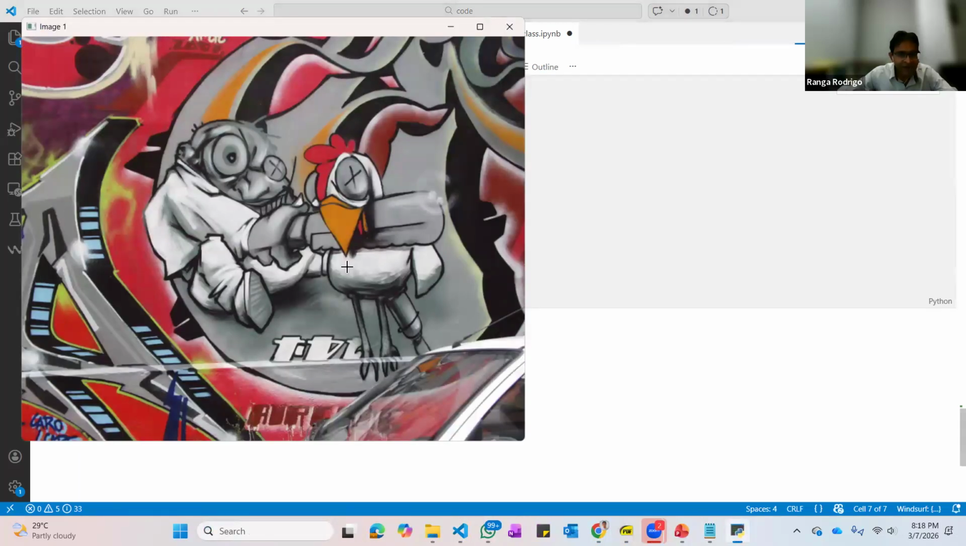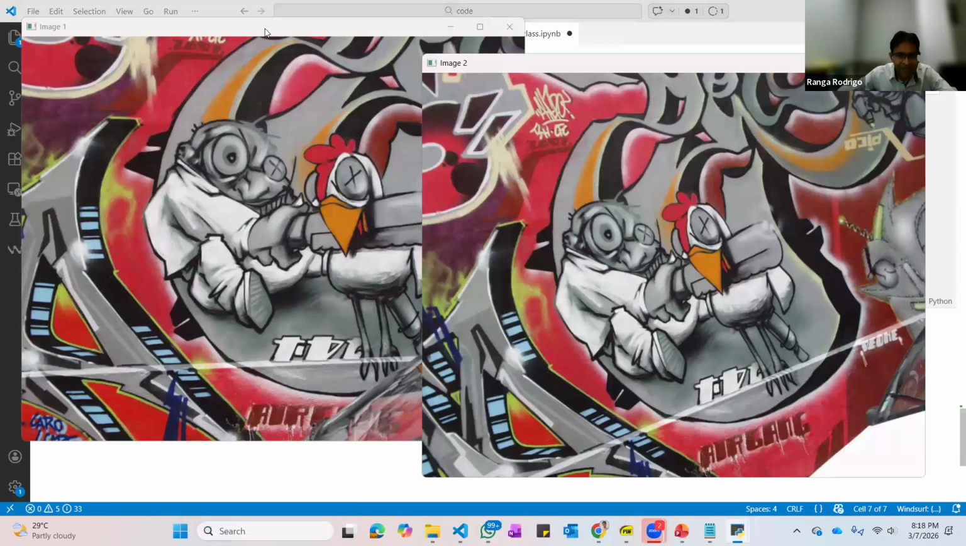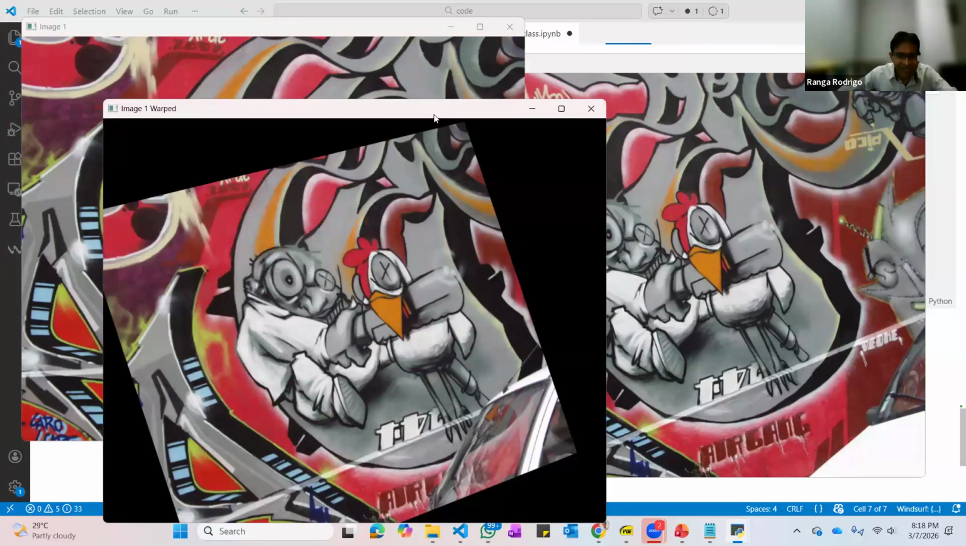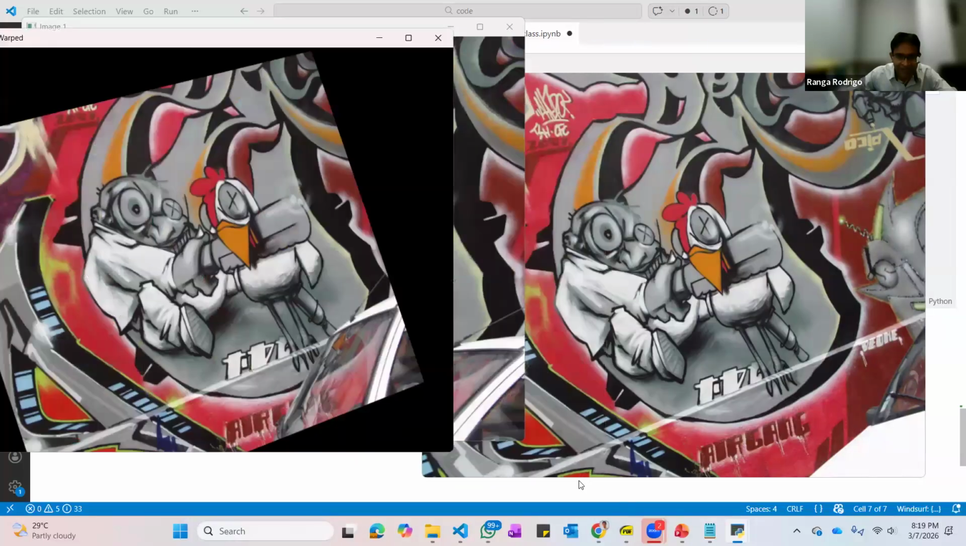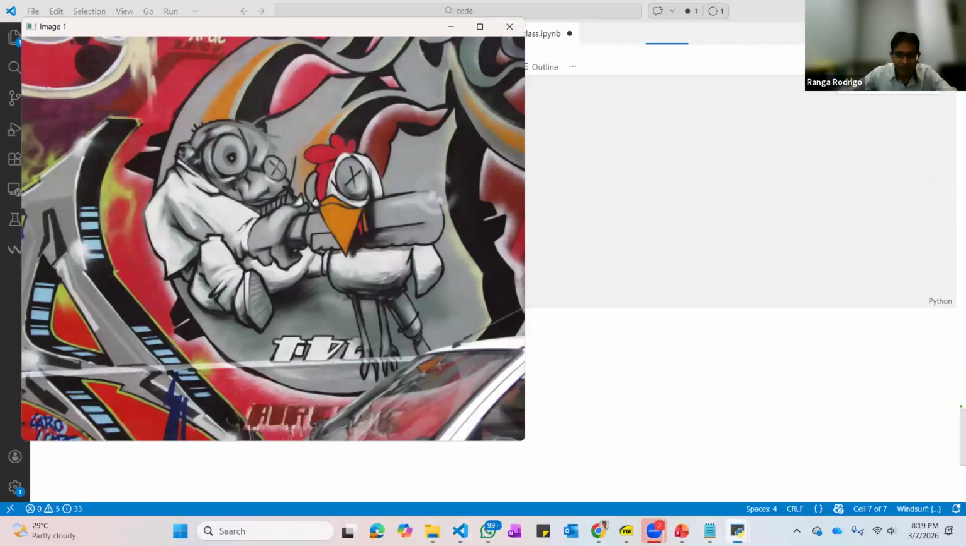We can see this is image 1 and this is image 2. So when I show the warped image, the first image will be sort of warped into the second image. So we can see that has happened, right? The first image has been rotated. How do you know this is the first image? Because we can see that this part of the image is there, but it's not there in the second image. So we can clearly see what we wanted to do, we have been able to do.